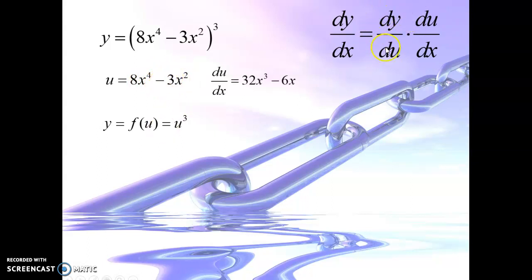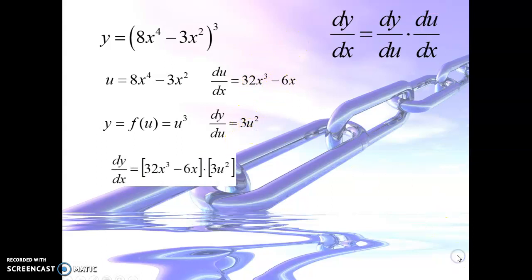Then I take the derivative of the y function with respect to u. Here I'd get 3 times u squared. And then the chain rule simply says multiply those two pieces together. When we do, we get this. However, if you look, our answer has a u in it, but we don't want u in our answer. We want the derivative of y with respect to just x's.